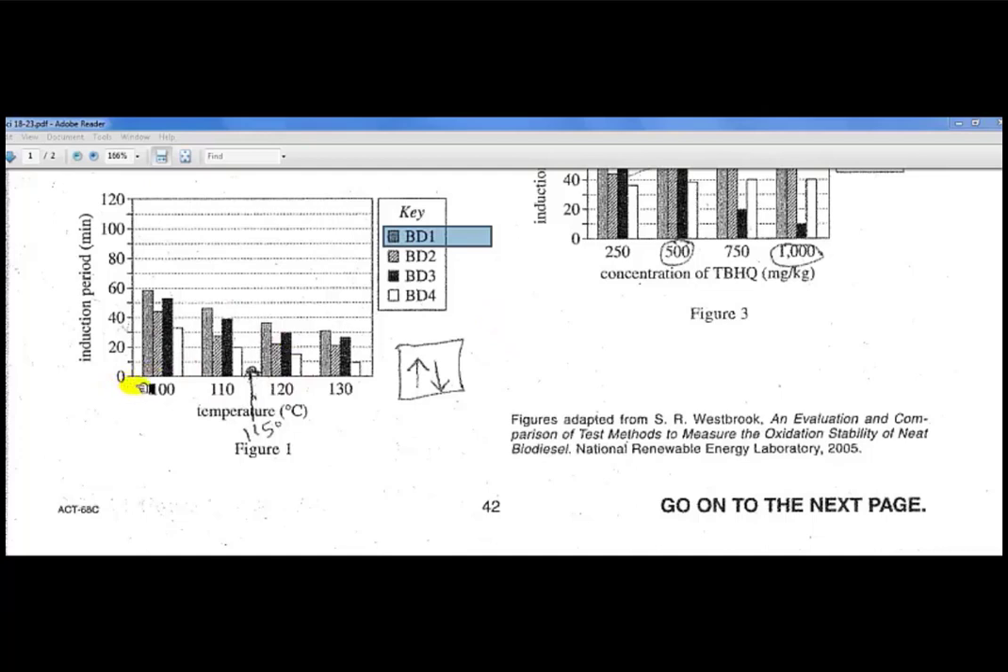As we go from 100 to 130, the temperature is increasing. So let's put an arrow going up. As the temperature increases from 100 to 130, notice that these bars go down. So it's a negative relationship. Here's what we see. The one we're looking for is BD1, the shaded region here. You see we're right here, and if you go right across here, you see we're roughly at 30.